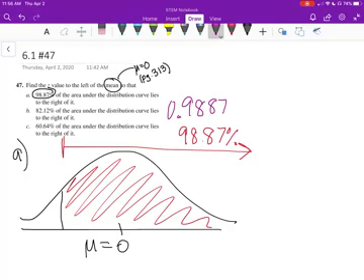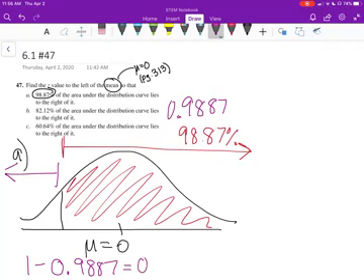But to look our area up in our chart, we need our area to the left. So in order to get that, the whole area under the curve is 1 or 100%. So we take 1 minus 0.9887, and that gives us 0.0113. So this area here is 0.0113. That's what we want to look up in our chart to find z.